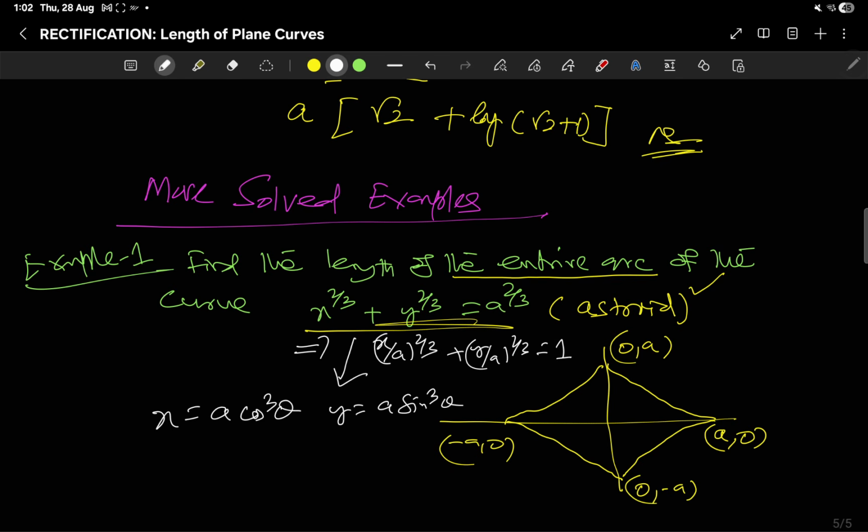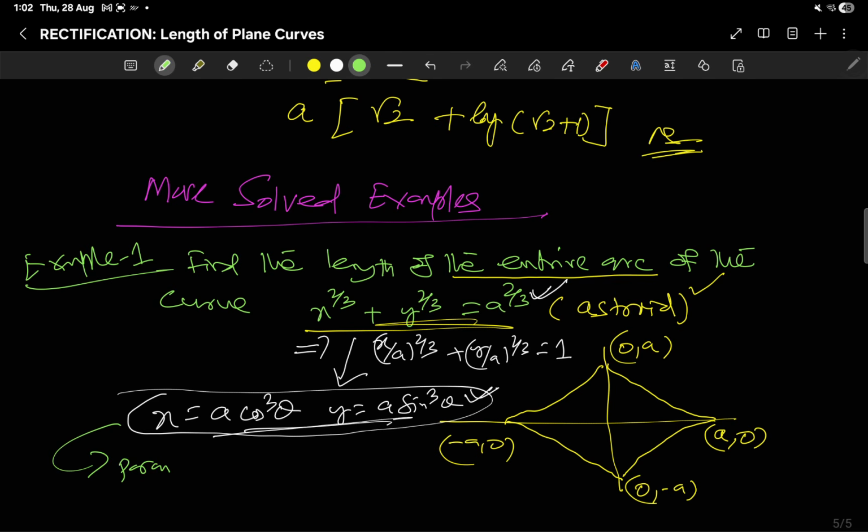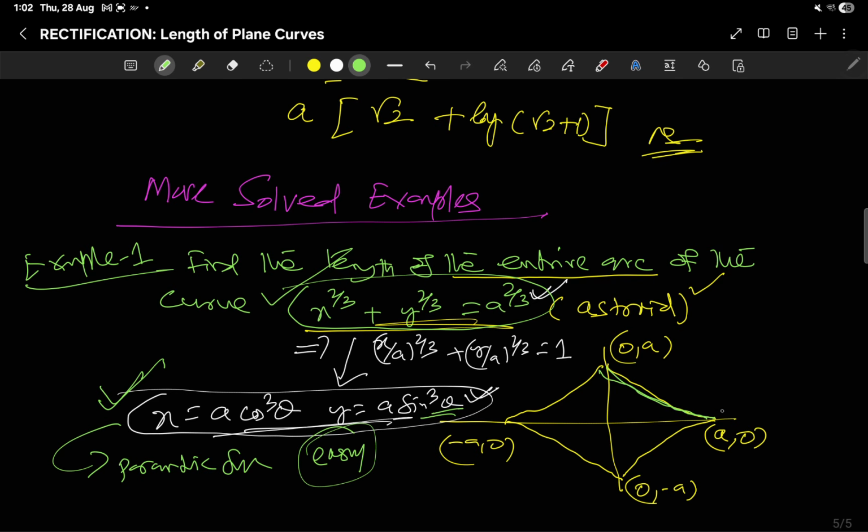Okay, so now if you substitute this, we will get the same result. So this is converted to the corresponding parametric form, right? Either we may work with this in Cartesian form or parametric form, it is the same. However, it will be easier. So now this is theta. If we take this length over here, then theta goes from 0 to π/2.